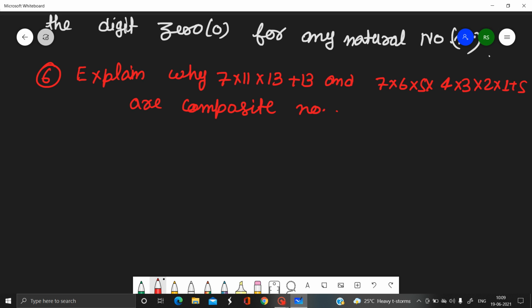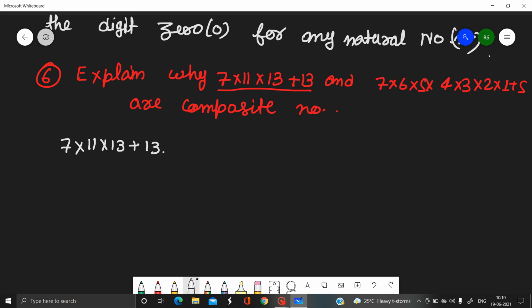First of all, we have to know what a composite number is. So guys, by definition of a composite number, if a number is composite, then it has a factor other than 1 and itself. Therefore, first I am dealing with the first expression, which is 7 into 11 into 13 plus 13. Okay, this is the expression.